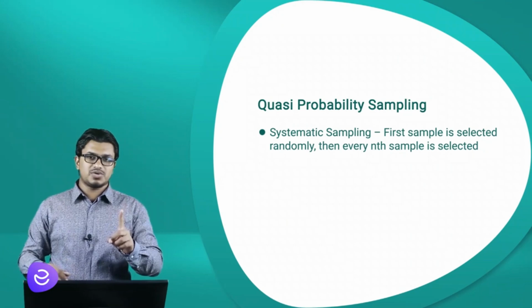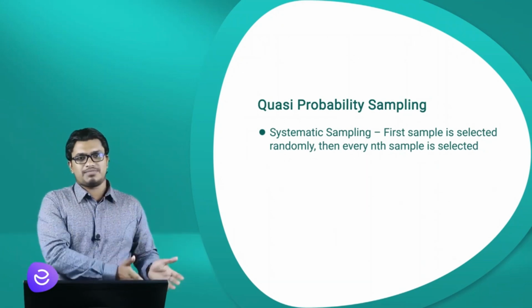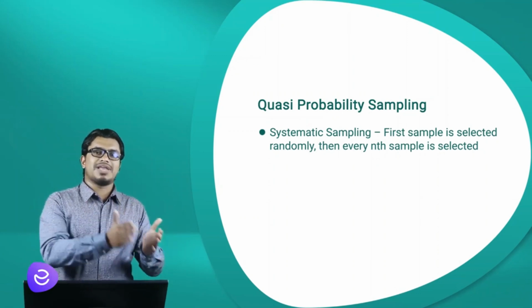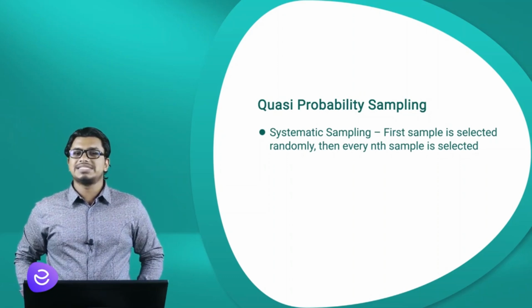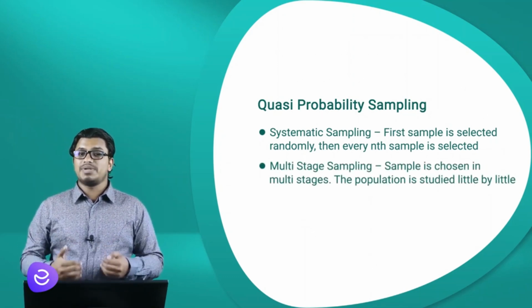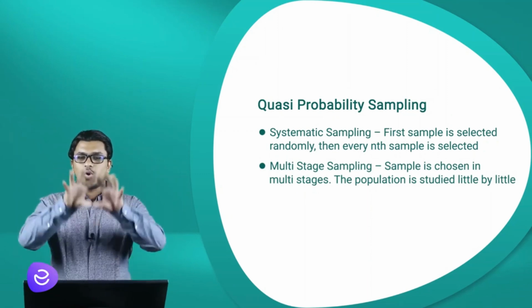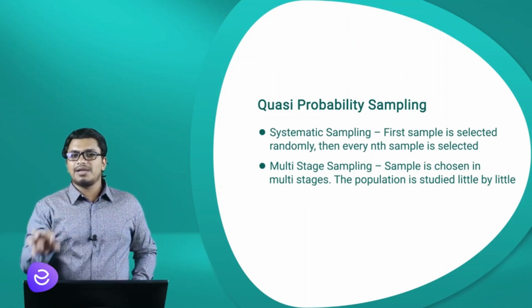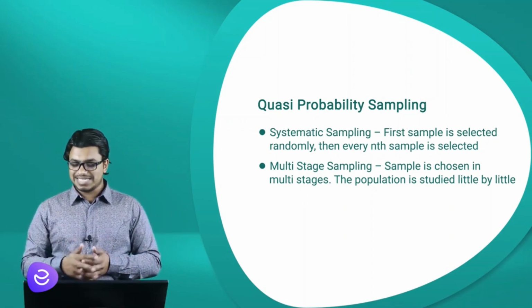So the first student is taken at random, and then every nth term, or every nth variable, is taken as the sample. That is systematic sampling. Then we have multi-stage sampling, in which the sample is chosen in multiple stages. The population is studied little by little. So the whole population is taken and little by little all of it is studied. So that is multi-stage sampling.